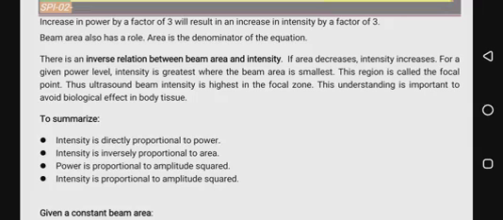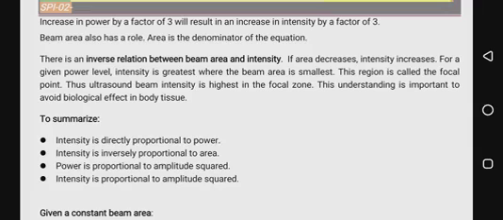If intensity decreases, definitely it will be decreasing on an increasing area. For a given power level, intensity is greatest when the beam area is smallest. Yeah, of course. The power is greatest at a particular point where the beam area is smallest. Now, this region is called the focal point. Thus, every ultrasound beam intensity is highest in the focal point.